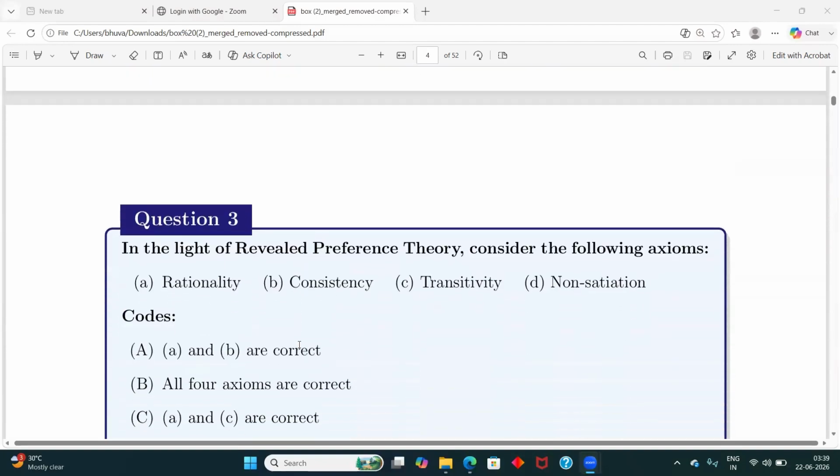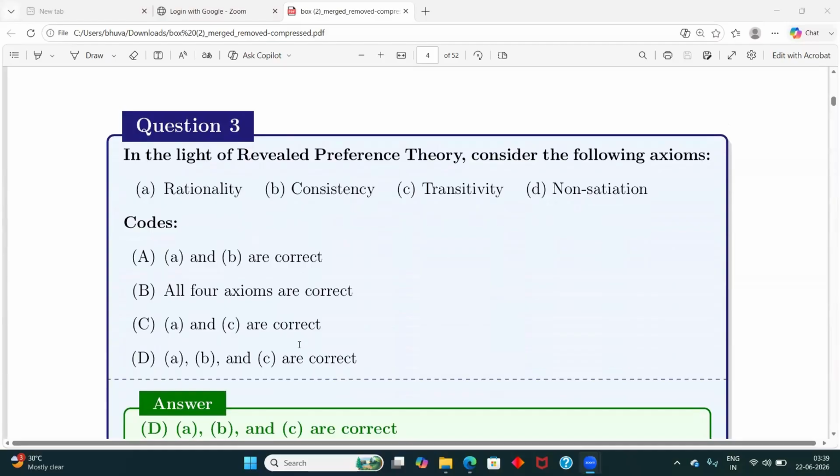Next question, question number 3. In the light of revealed preference theory, consider the following axioms. We have four axioms: rationality, consistency, transitivity, and non-satiation. Choose the correct code. Option A, A and B are correct. Option B, all four axioms are correct. Option C, A and C are correct. And option D, A, B, and C are correct.